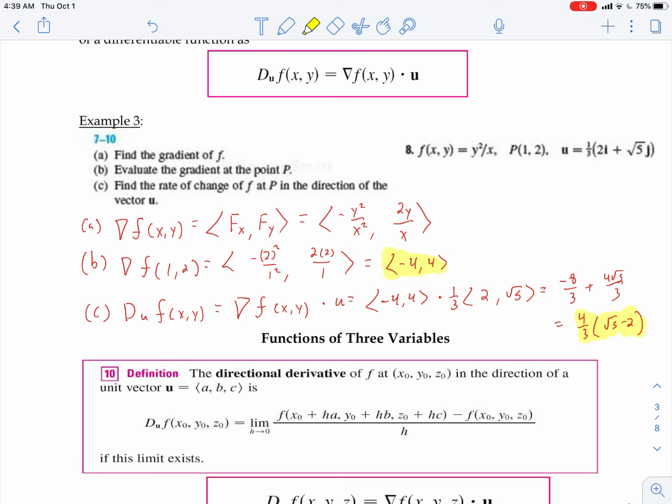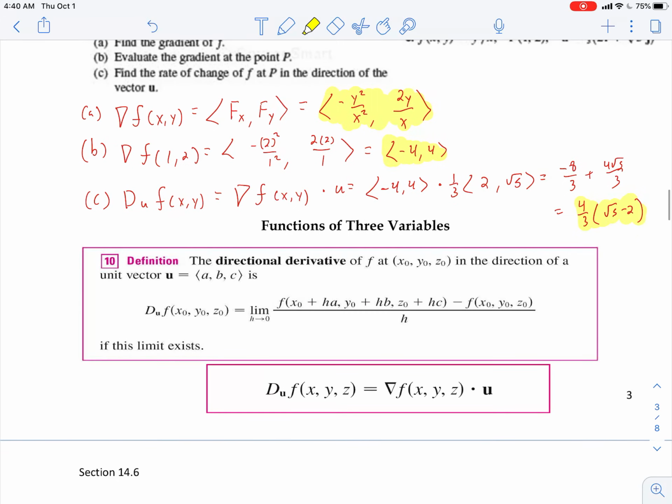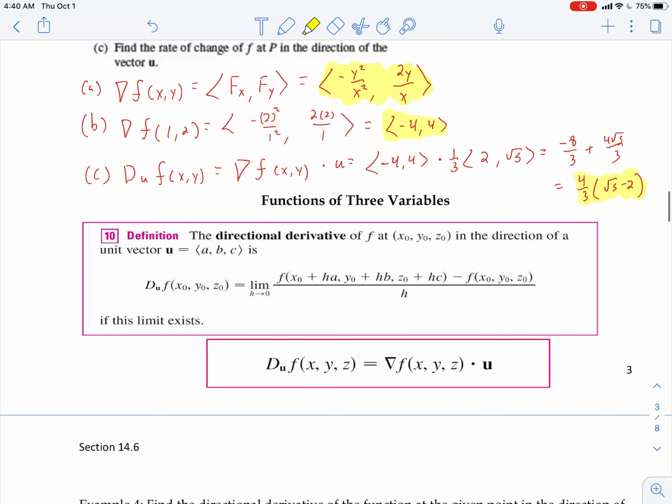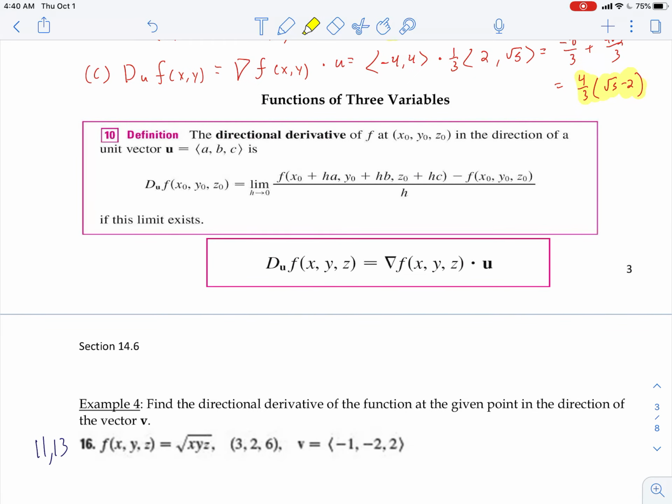All right, the last part is that if we have a function of 3 independent variables, we can do the exact same thing. So nothing changes if we have 3 variables that we're dealing with. I might give you a few of those to do in notes. And again, the next example is going to deal with one where we have one.